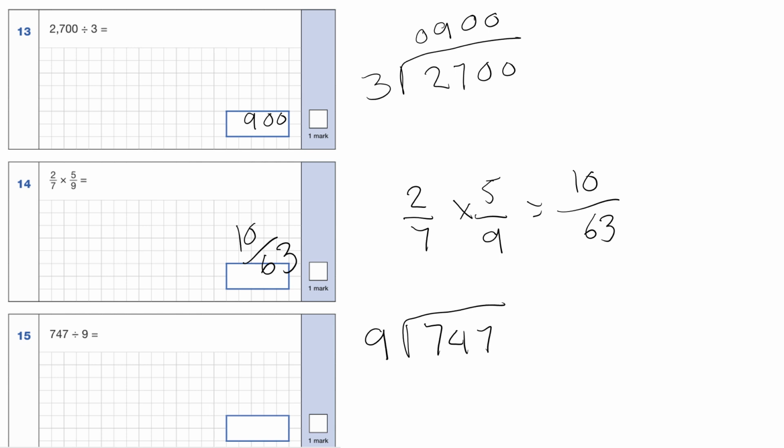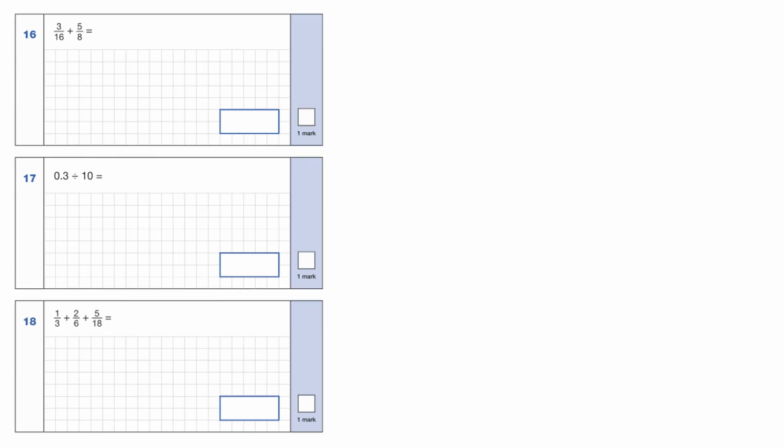Divided by 9. So 9 times 8 is 72. 9 times 3 is 27. Use your multiplication tables.